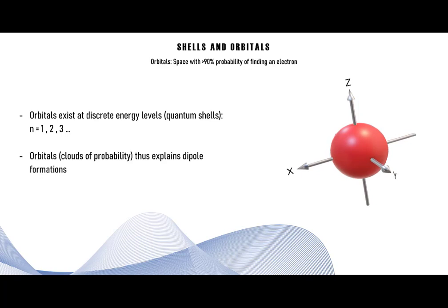This also explains phenomena like dipoles, right? It's not like there's actually an electron always at the left or the right of the nucleus, which creates the dipole moment. Rather, you're more likely to find an electron there if you were inclined to measure it. So in this sense, it's a cloud of probability density.